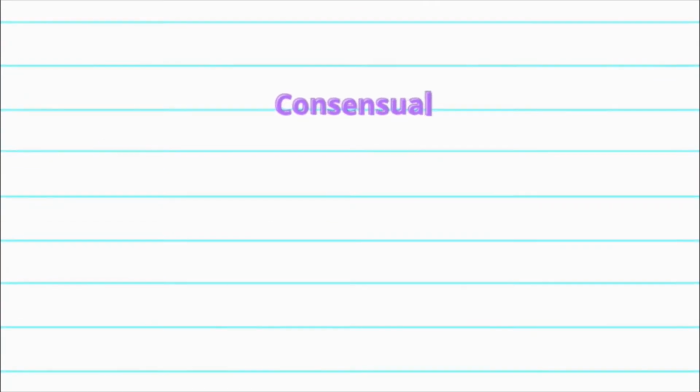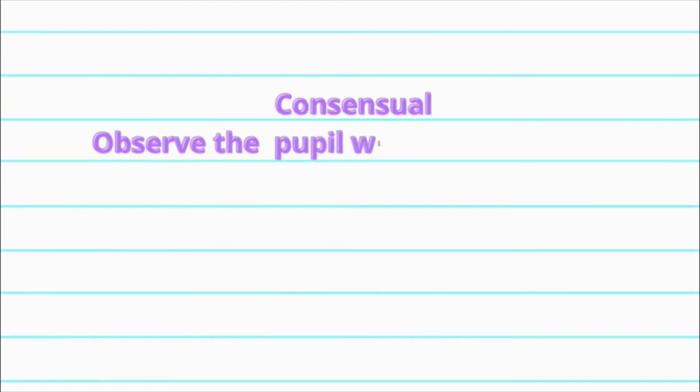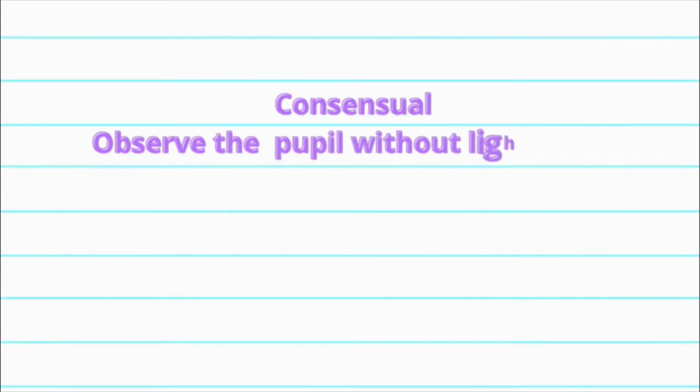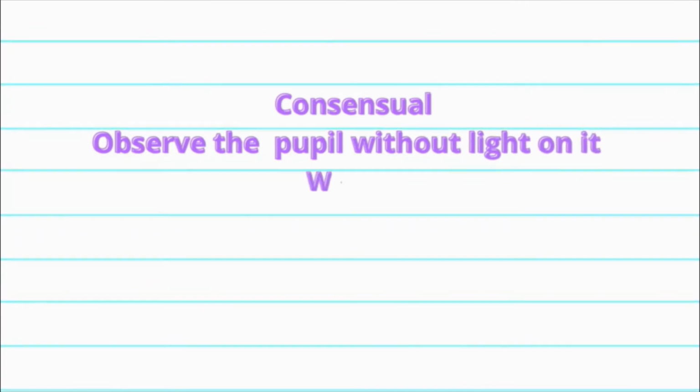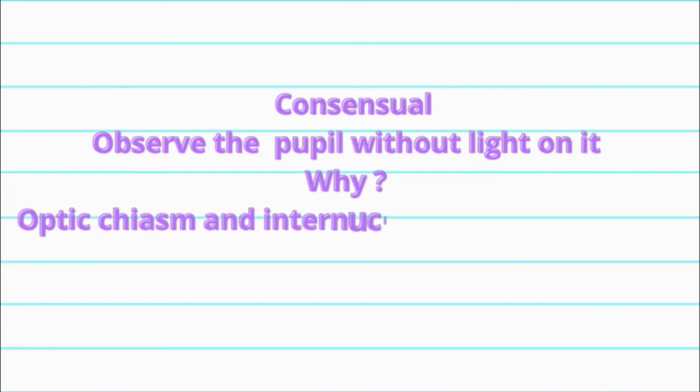Now moving on to the consensual reflex test. Now we're going to place the light source on one eye and observe the other eye which doesn't have the light on it. And what do we expect to see? We expect to see the other eye which doesn't have the light on it being constricted.